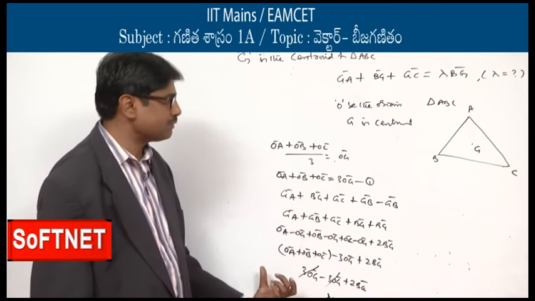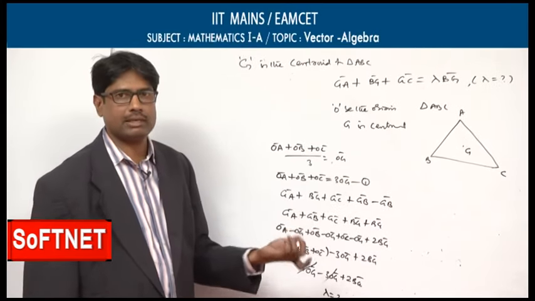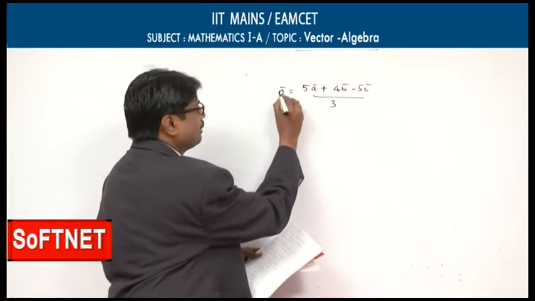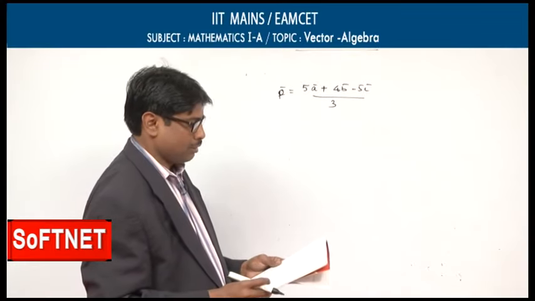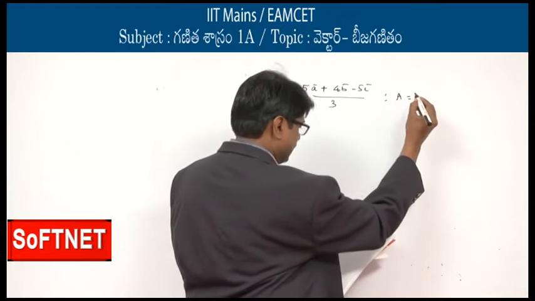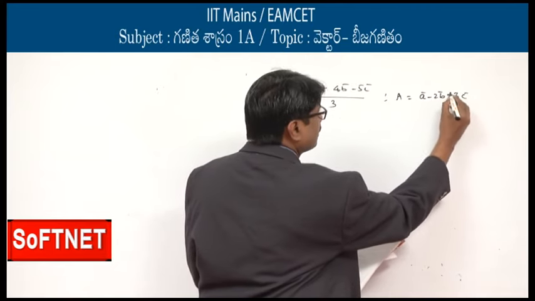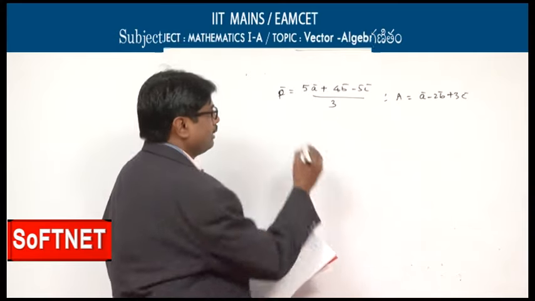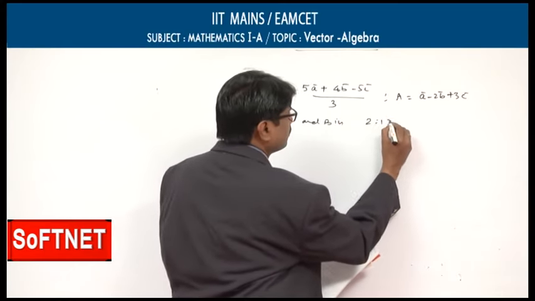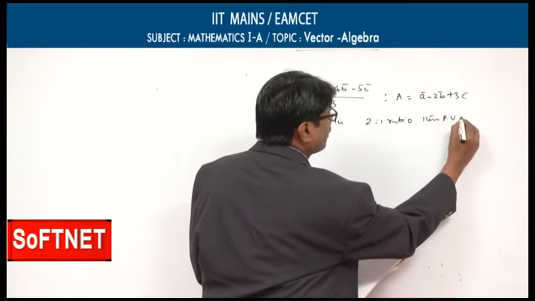Centroid based problems, we did lambda earlier in one problem. So, these are the geometric applications, how to apply the vectors in the geometry. A point P divides the line joining A and B in 2:1 ratio. A is equal to A bar minus 2B bar plus 3C bar. Then find the position vector of B.